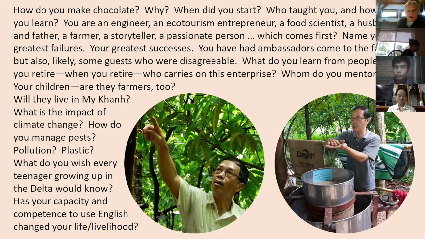What is the impact of climate change on your orchard? And how do you manage pests and pollution and plastic? And what do you wish, and this is a very important question that we could ask of every person we interview, what do you wish every teenager growing up in the Delta to know? And has your capacity and competence to use English changed your life, your livelihood?